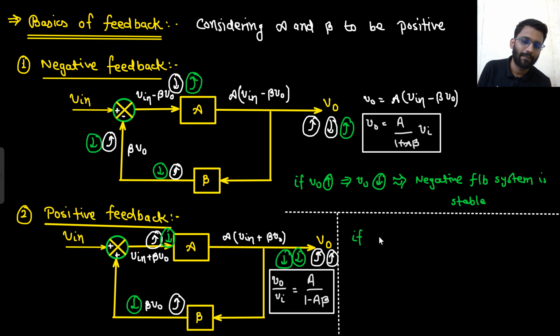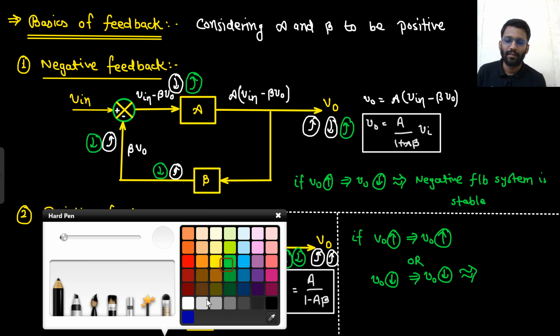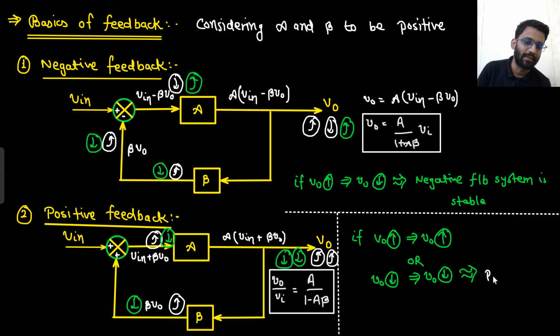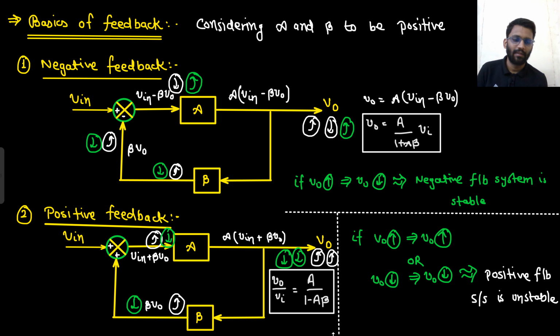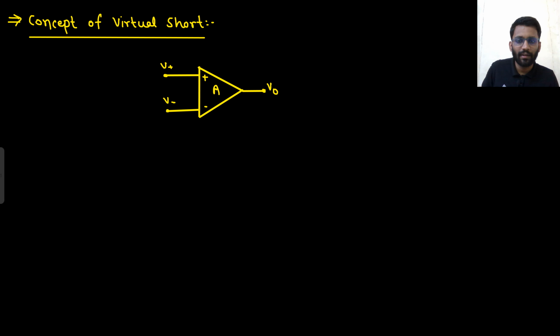So if V naught increases, then V naught will further increase only. Or if V naught decreases, then V naught will further decrease only. What do you understand by that? That a positive feedback system is unstable. Positive feedback system is always unstable. Well and good. Understood? This is a very basic concept of feedback, right?